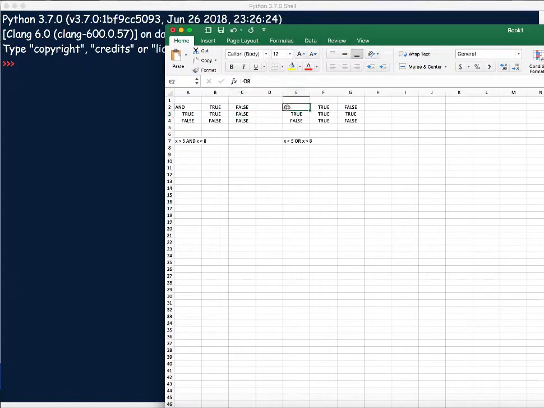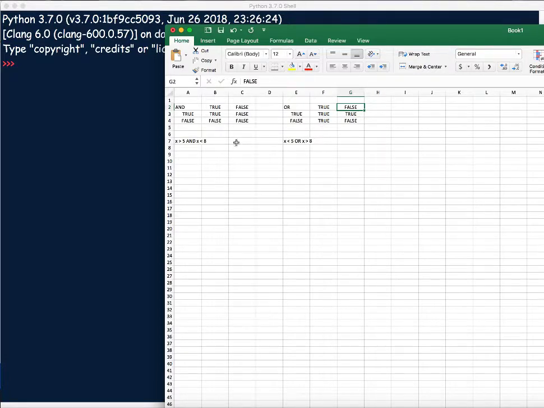This is in contrast to the or. Again, the or says, well, if they're both true, the whole thing's true. If they're both false, the whole thing's false. However, if at least one side is true, then the whole thing is true.